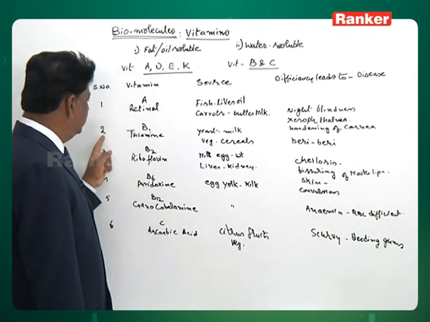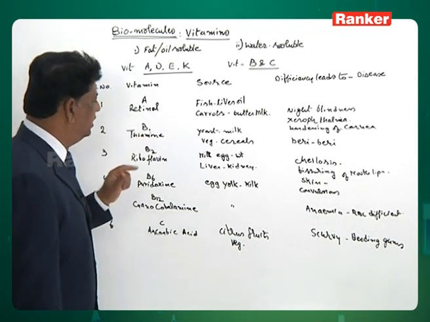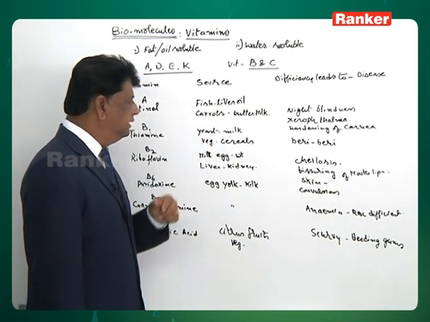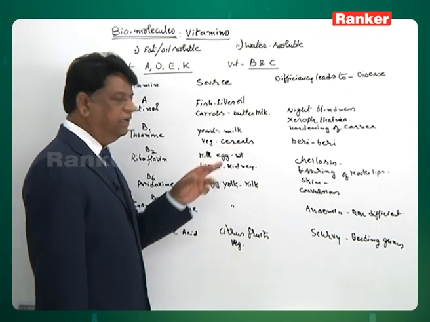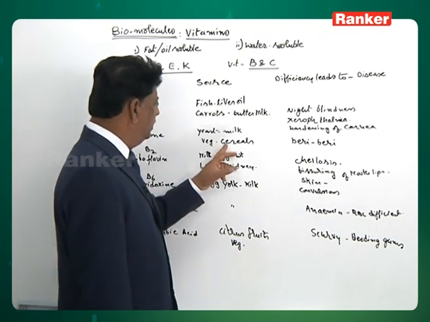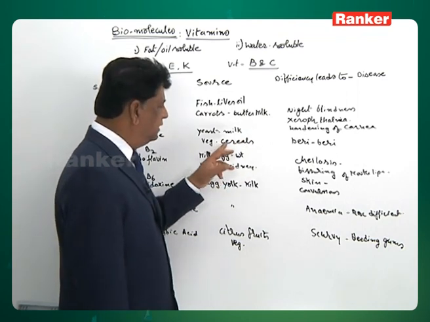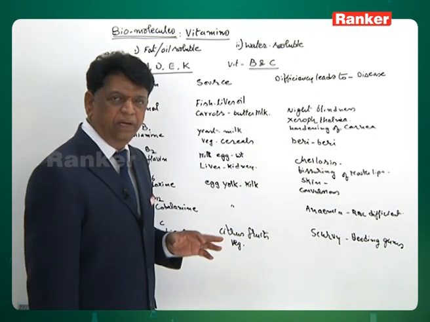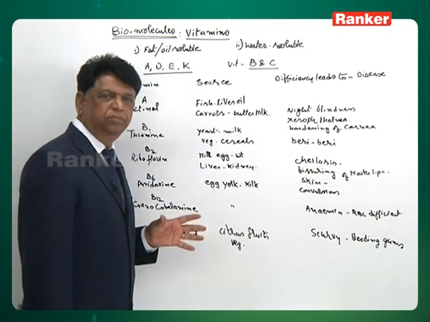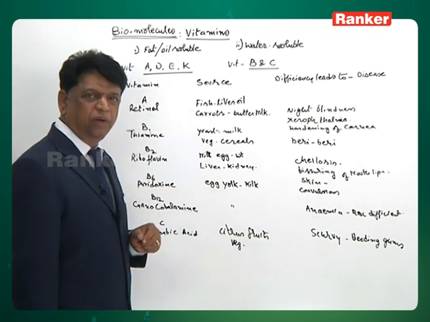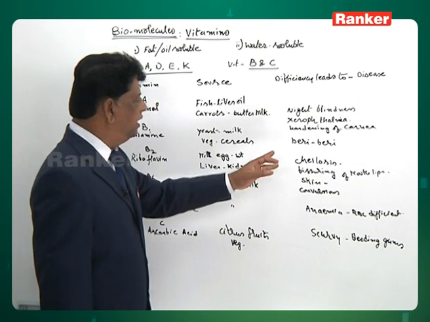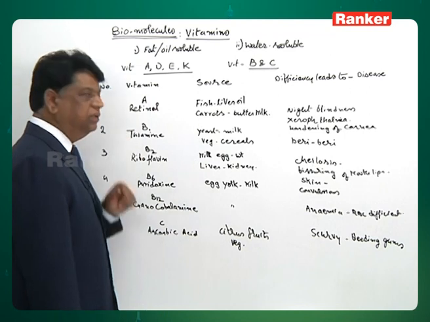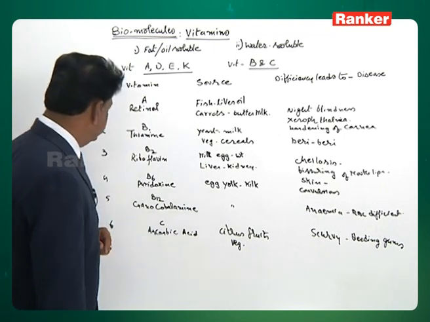So, the second vitamin is thiamine. This is called vitamin B1. The sources for the vitamin are yeast, milk, vegetables and cereals, that is, small cereals like wheat and jowar, which are rich in B1. The deficiency leads to beriberi, that is, digestion problems and growth problems, growth inhibition. Specifically, malnutrition leads to this type of disease. Actually, that is because of vitamin B1 deficiency.